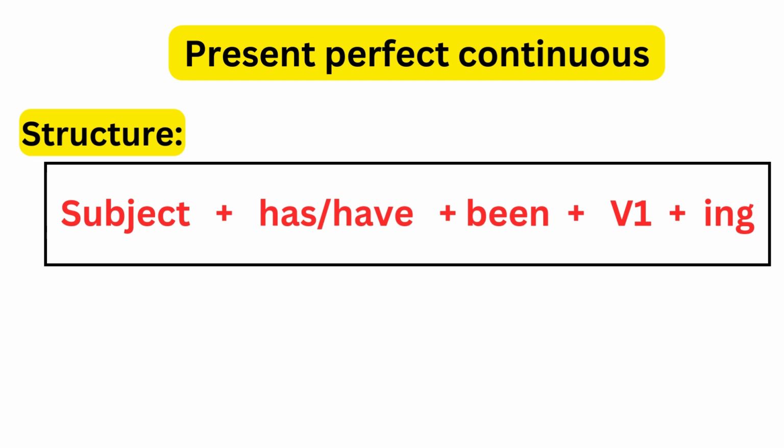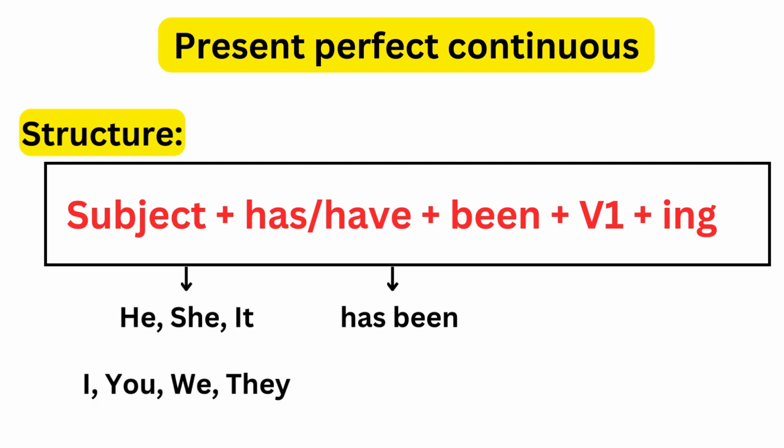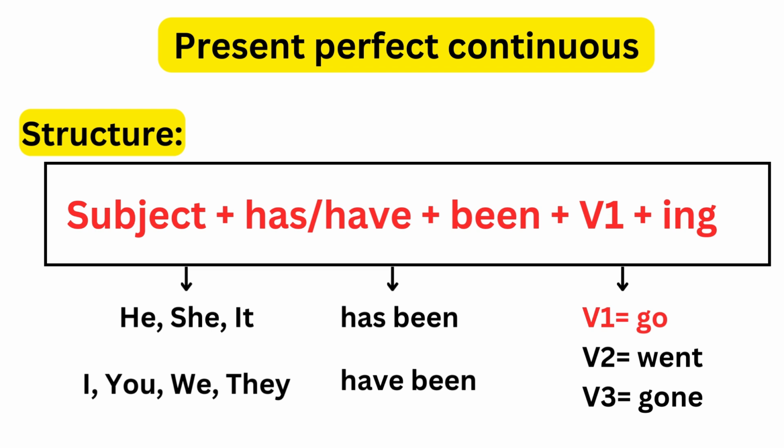The structure of present perfect continuous tense is subject plus has or have plus been plus V1 plus ing. When the subject is he, she, it, we use has been, and when the subject is I, you, we, they, we use have been. Here, if V1 is go, V2 is went, and V3 is gone, the V1 verb go plus ing, going, is used in this sentence.